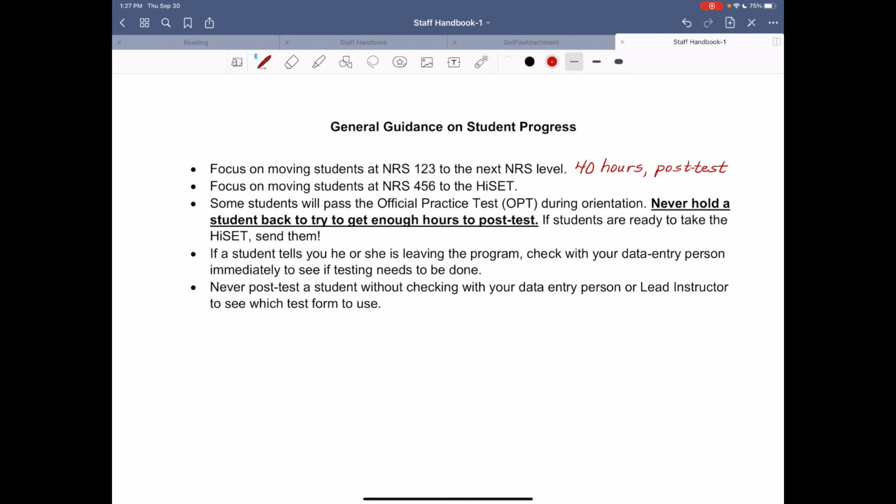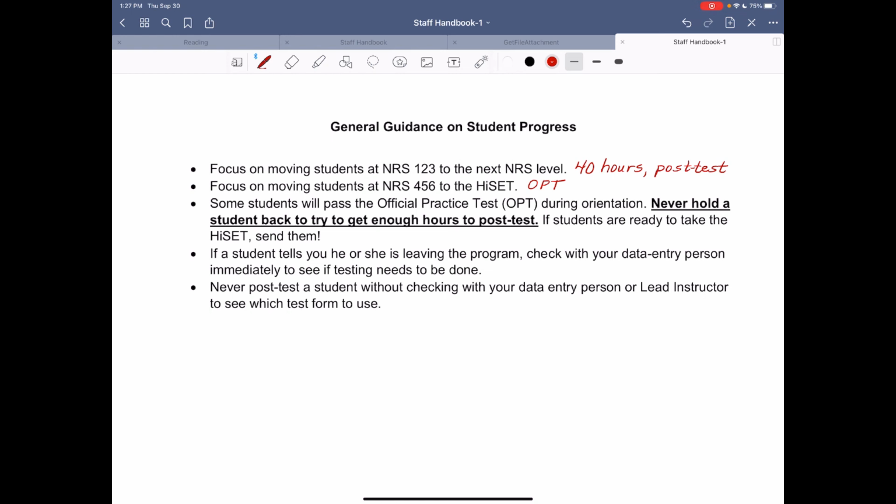If your student is an NRS 4, 5, or 6, the focus is the HiSET. Don't worry about 40 hours. Get them to fast track curriculum, boot camp curriculum, something to prepare them as quickly as possible for the HiSET, and then get them to the official practice test, which, remember, does not have an hours requirement.